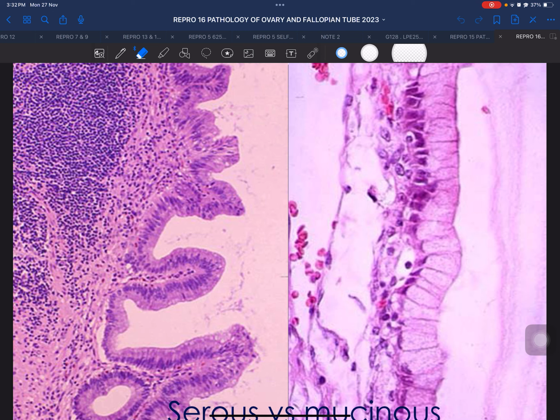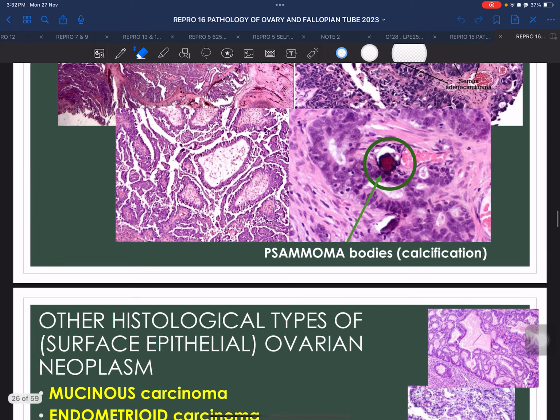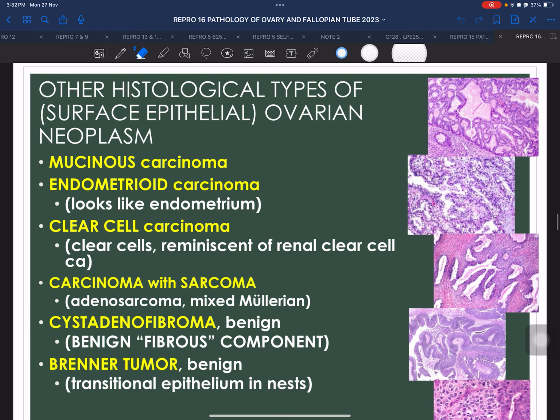But for papillary serous carcinoma, particularly, they have an associated calcification which is called psammoma bodies. Psammoma bodies are seen normally in serous type of malignancy. Okay, so these are the other histological types of surface ovarian neoplasm arising from the epithelium, right? So you have mucinous carcinoma, endometrioid carcinoma, clear cell carcinoma. So a lot of different histological types.